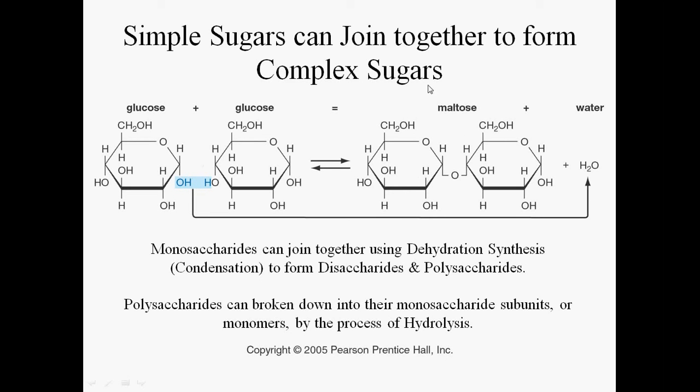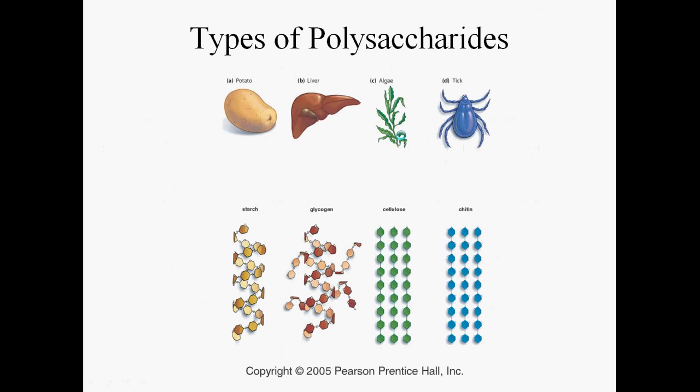Now, the opposite of that, going from maltose, which is a disaccharide, if you want to get down to its subunits of glucose, you can add water to maltose and break that down into its subunits of 2 molecules of glucose using water, of course. That process is called hydrolysis.